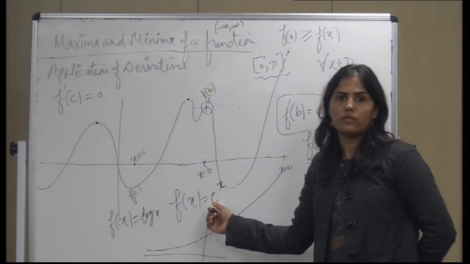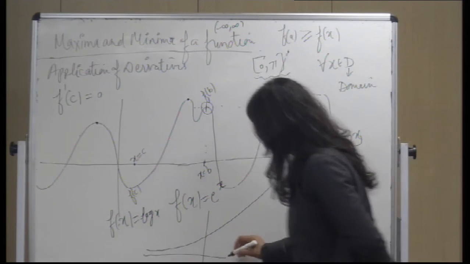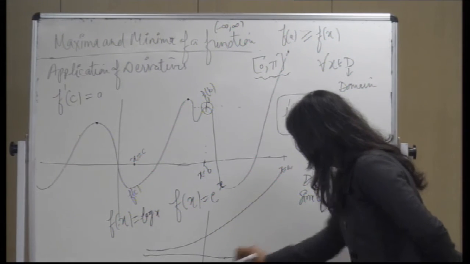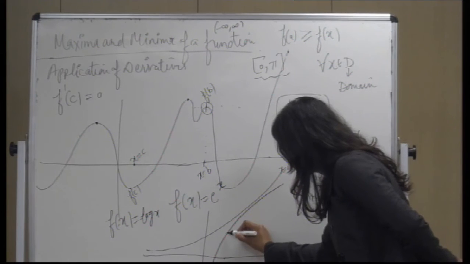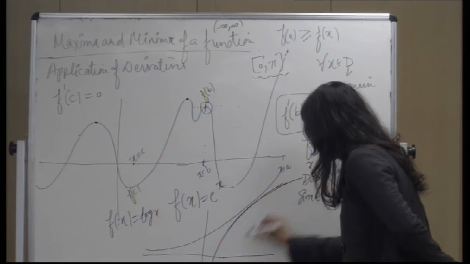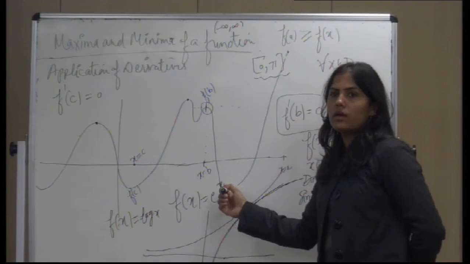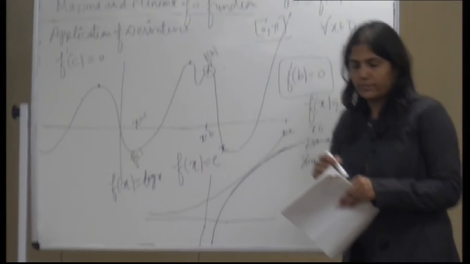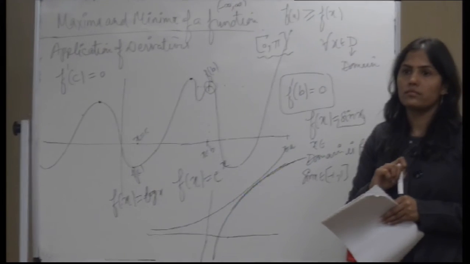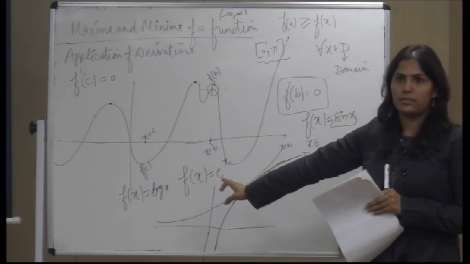Infinity we don't consider. What about log x now? The log x graph basically looks like this. This is basically the inverse of e to the power x. So if the function doesn't have maxima and minima, the inverse will also not have. Log x function doesn't have maxima and minima points.